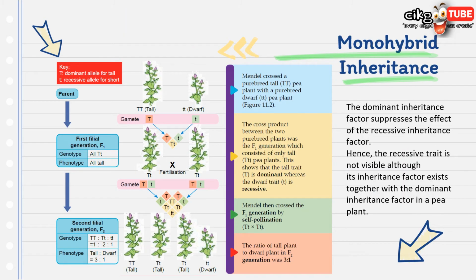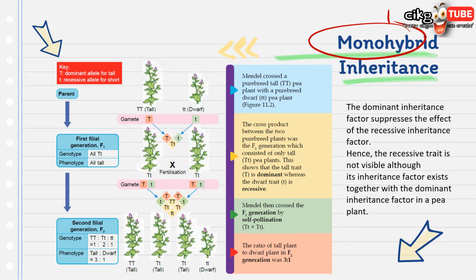Now we talk about monohybrid inheritance first. Monohybrid inheritance is a genetic cross between two individuals that involves the inheritance of one characteristic only. So, mono means one characteristic. Monohybrid inheritance is the inheritance of one characteristic from the parents to the offspring from generation to generation.